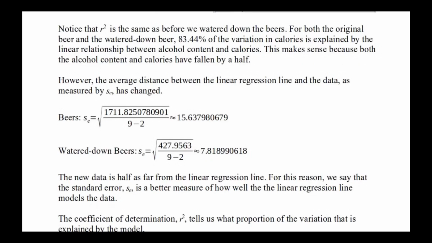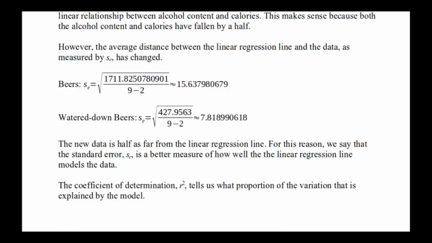For this reason, we say that the standard error, S sub e, is a better measure of how well the linear regression line models the data. Now, the coefficient of determination, r squared, still tells us what proportion of the variation is explained by the model. And that concludes Chapter 10.